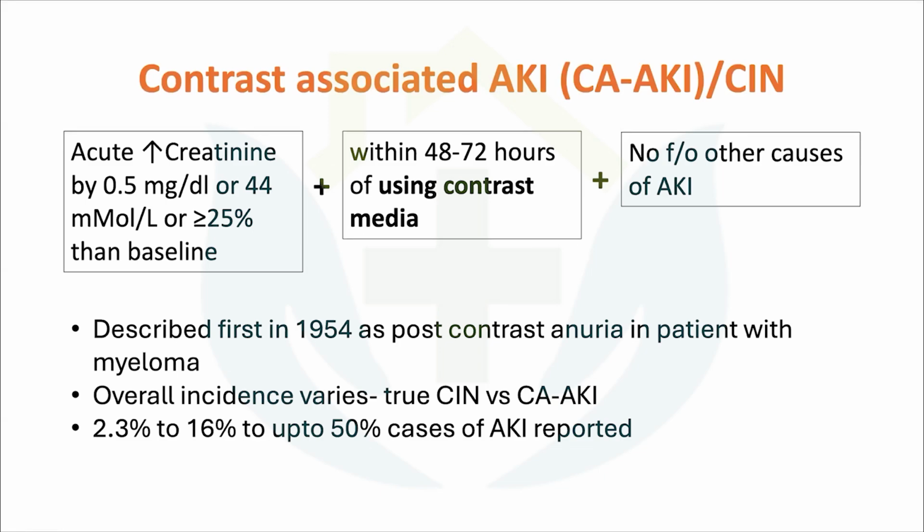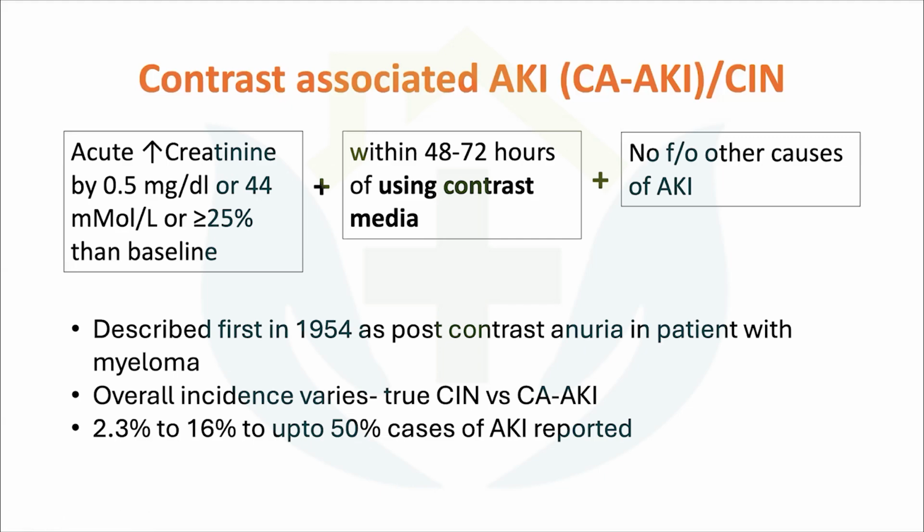So definition-wise, as per KDIGO 2012 criteria, you have a patient with acute kidney injury that is suggested by a rise of creatinine by an absolute value of 0.5 mg per dl, or 44 micromoles per liter, or more than 25% increase from the baseline value within a specified time frame, that is within 48 to 72 hours of using a contrast media, and there should not be any background history or feature of any other coexistent renal disease or any other pathologies. So this is a very important definition to start off with.